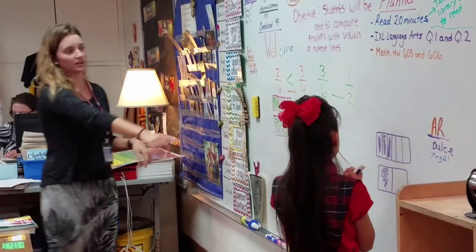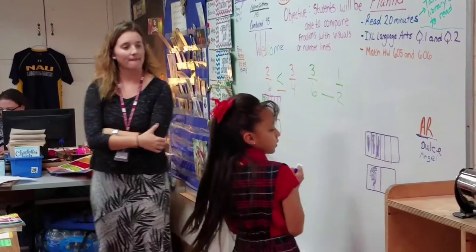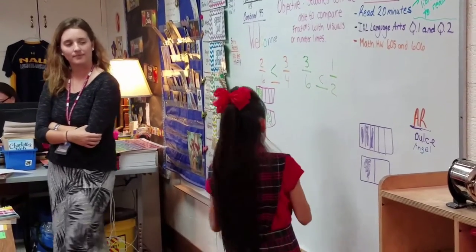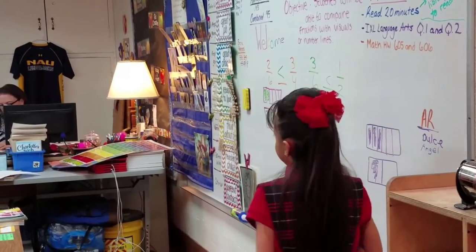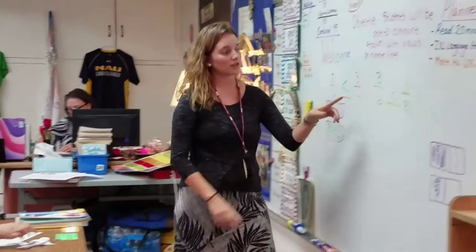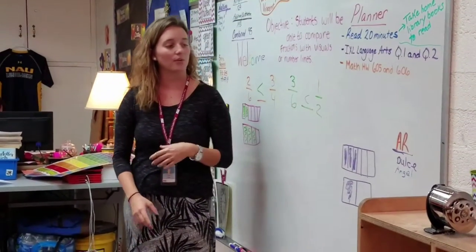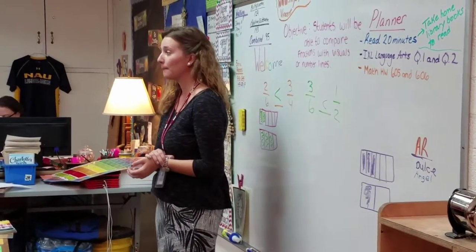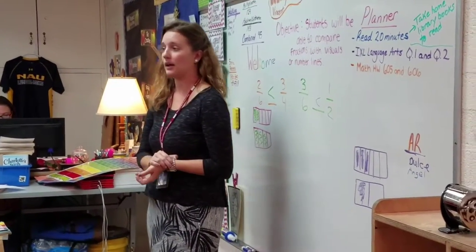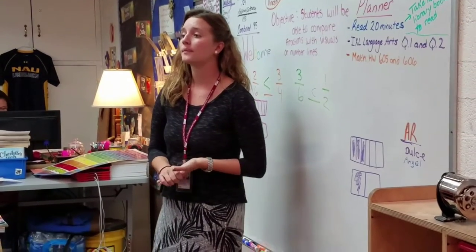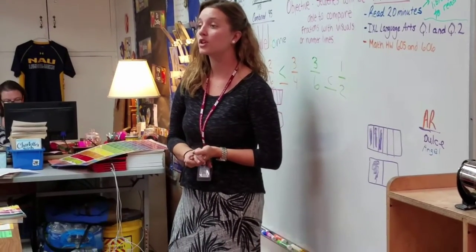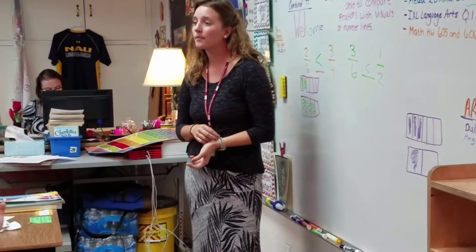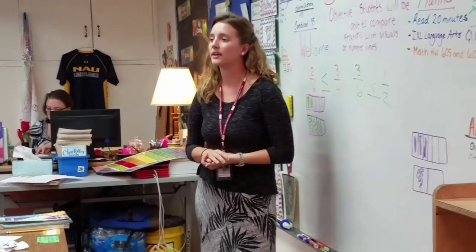Okay. And can you complete this right here? Okay, so she put 3/6 is less than 1/2 with her picture. Does anyone have something different that they got? Bernie, what'd you get that was different? I have a circle. You have a circle? Okay. So did you get a different symbol or did you get the same? What did you get?